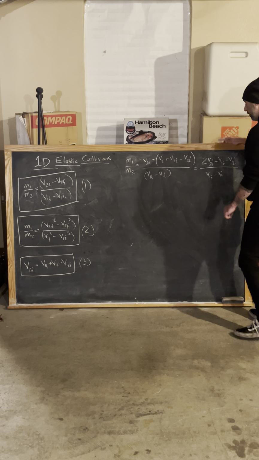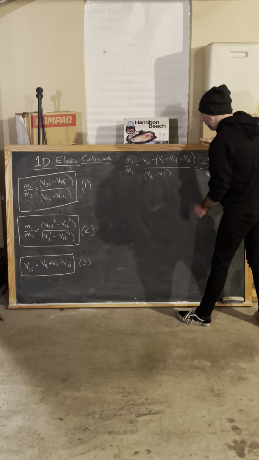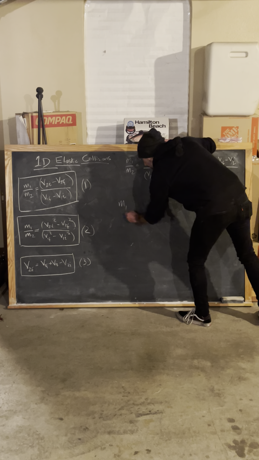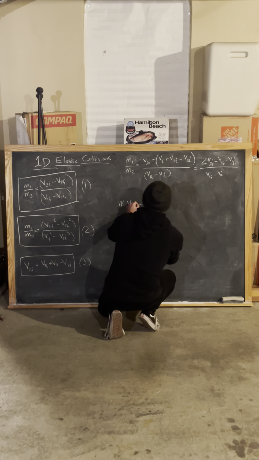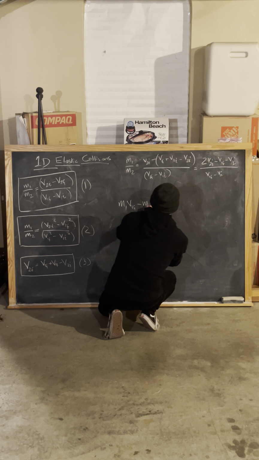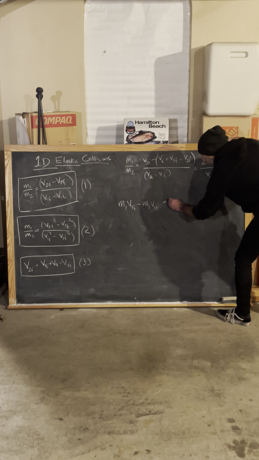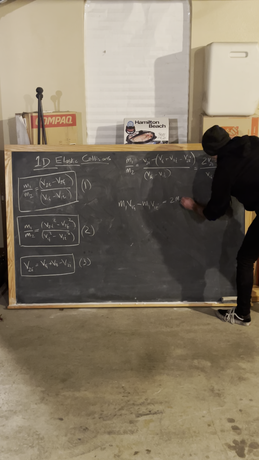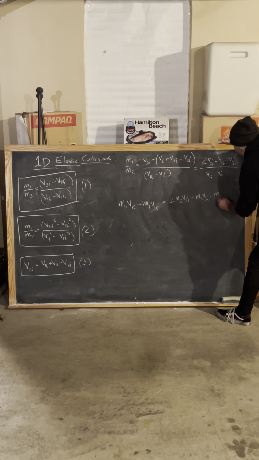I'm going to multiply both sides by the denominator. So we've got v1f minus v1I times m1. I'm just going to multiply through. So that's m1 v1f minus m1 v1I. And multiply both sides by m2. Gives us 2 m2 v2I minus m2 v1f minus m2 v1I.